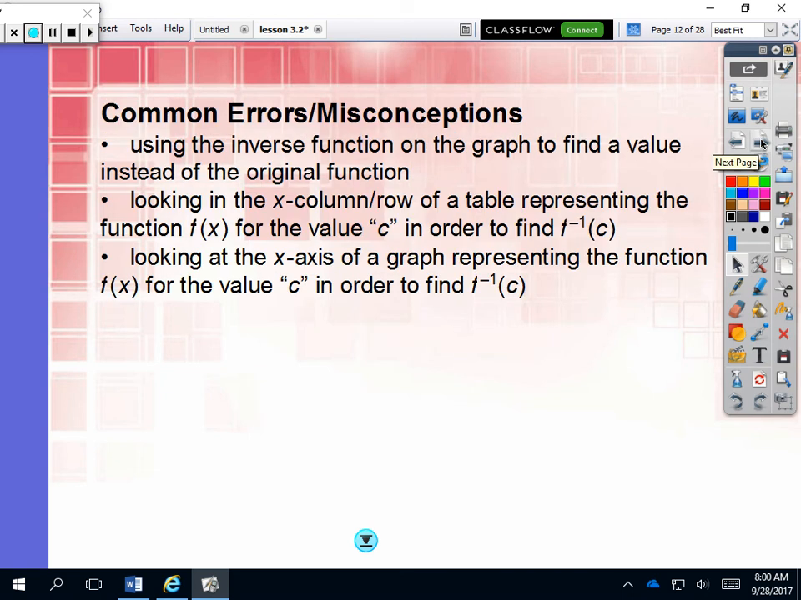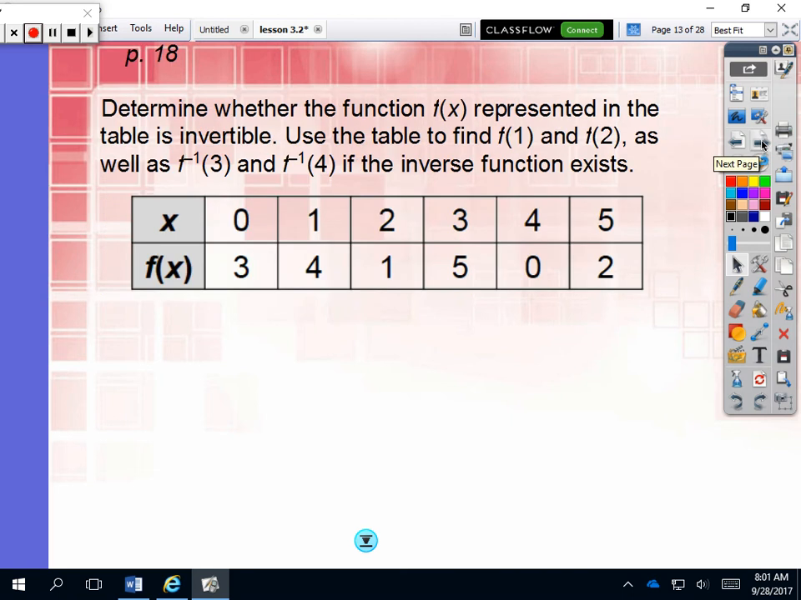Okay. Be careful to read the problem and what you're given carefully. If you are given the graph of a function, don't use the inverse to find the value of the function. And look in the correct row and look on the right axis when you're interpreting these functions. So on page 18, I told you to keep your book because you're going to go back to page 18. Use a table to find f of 1 and f of 2, as well as f inverse of 3 and f inverse of 4.